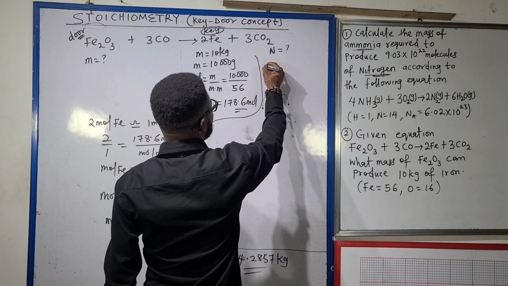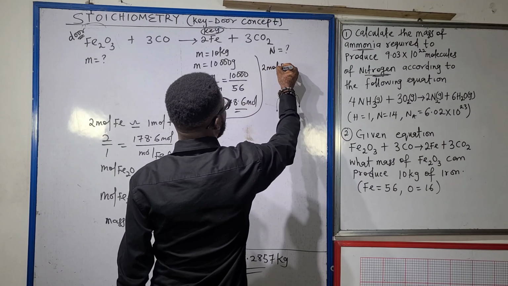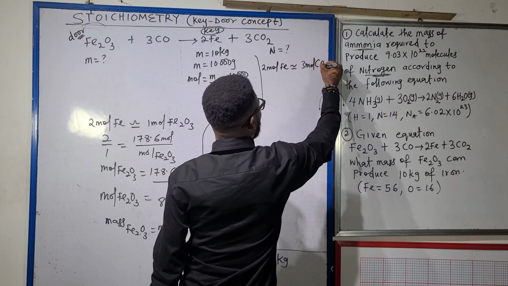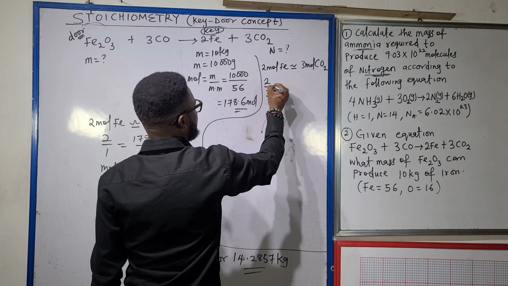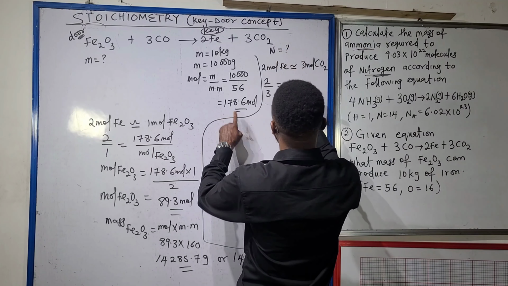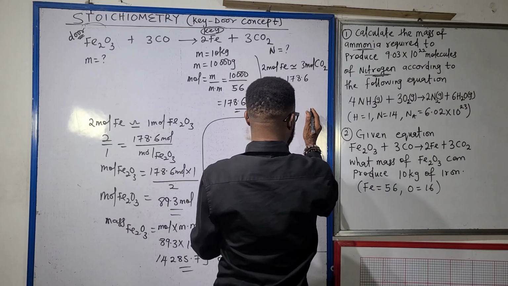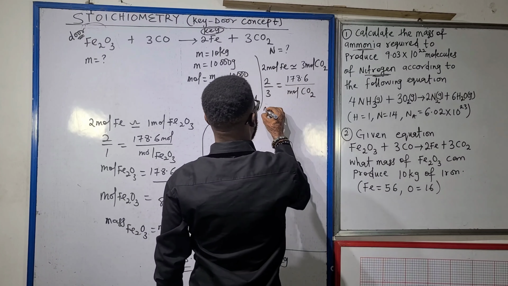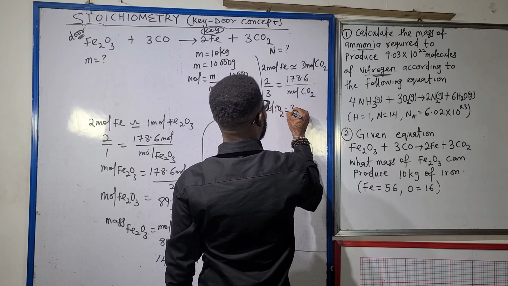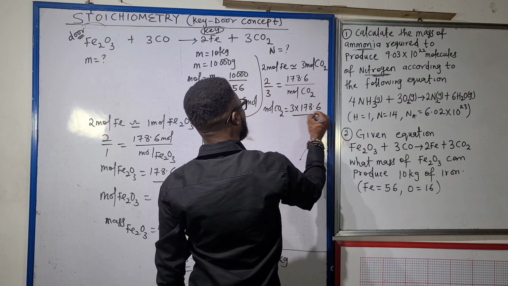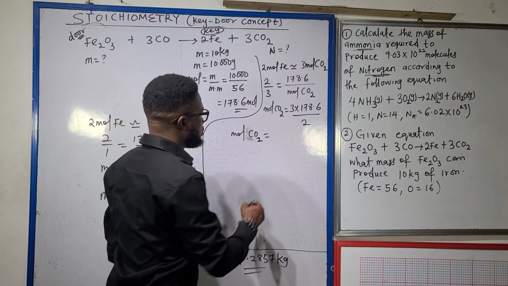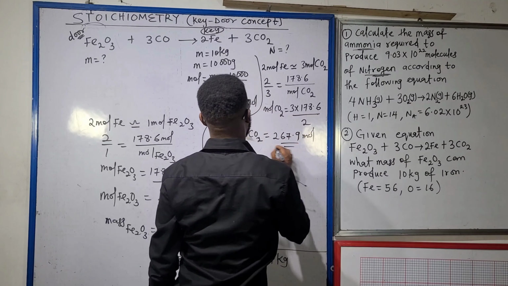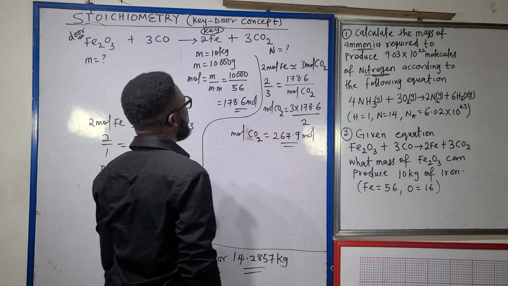This is my key. I should be saying 2 mole of Fe is stoichiometrically equivalent to 3 mole CO2. So if I'm saying 2 over 3, it means I'm putting the mole of my iron up. What is the mole of my iron? 178.6. So the mole of my carbon dioxide is going to be 3 times 178.6 divided by 2, so it's going to be 267.9 mole.